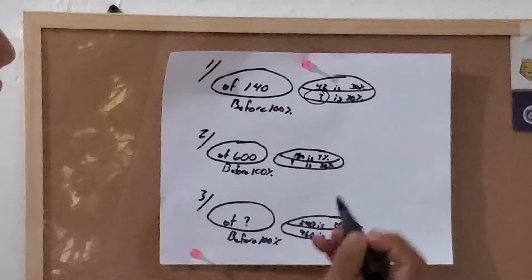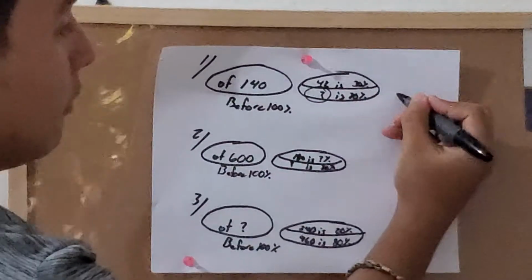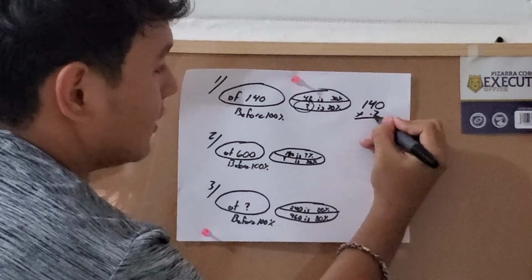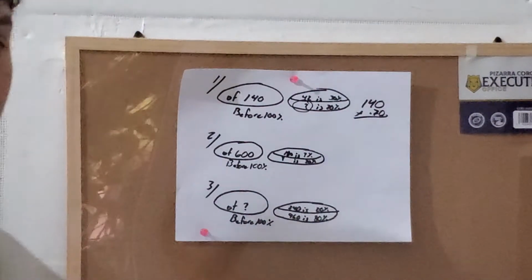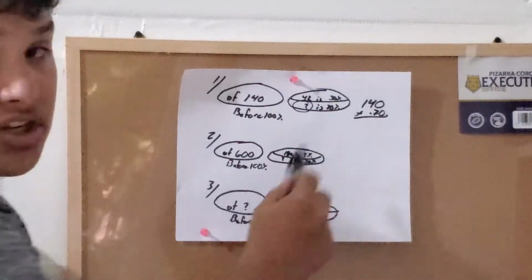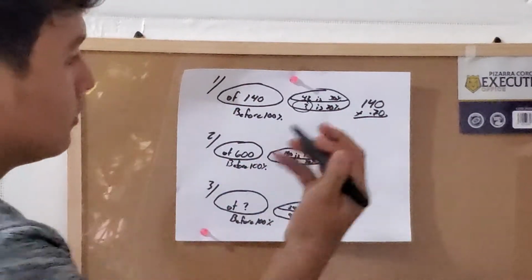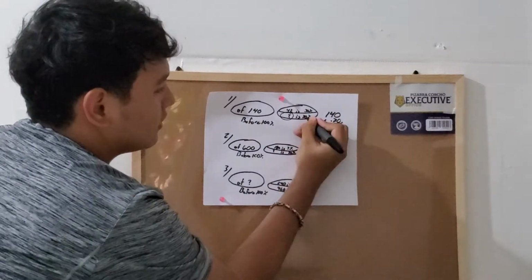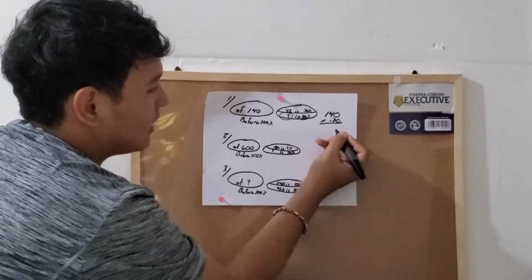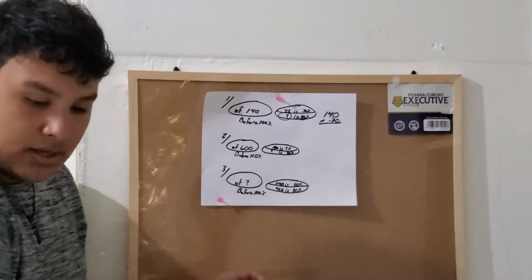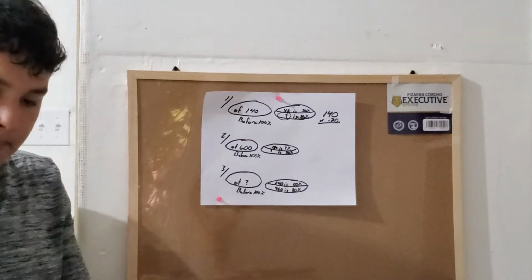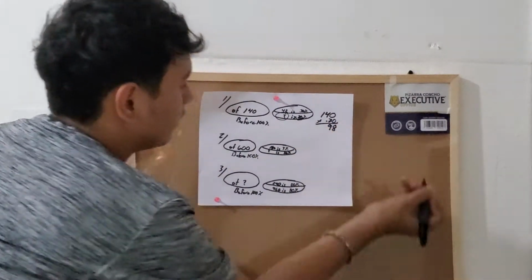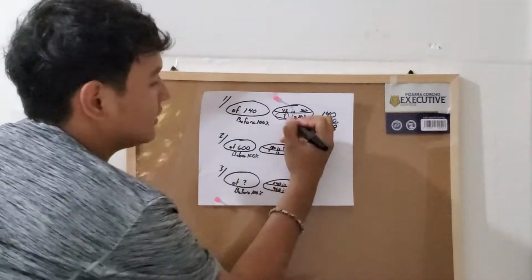Well, we can find this by multiplying 140 times 0.70. Why? Because for the percentage, we have to move two decimals. The decimal point is back here, so we have to move it twice, to 0.70. And the answer will be 98. So the missing number here is 98.